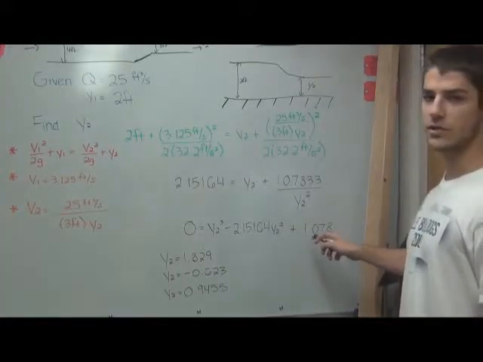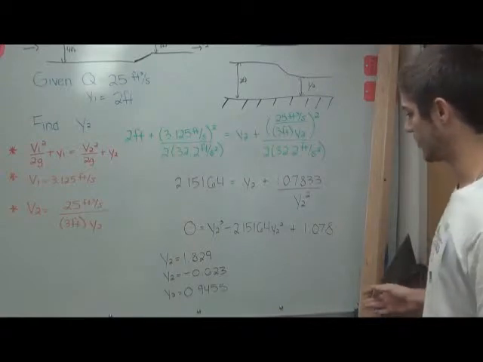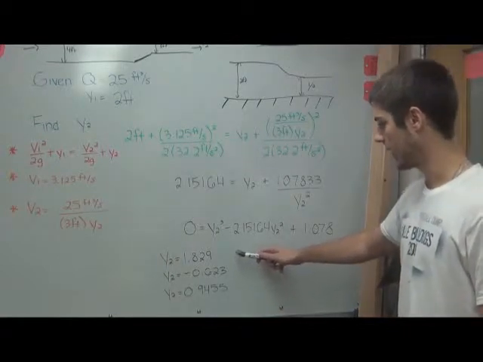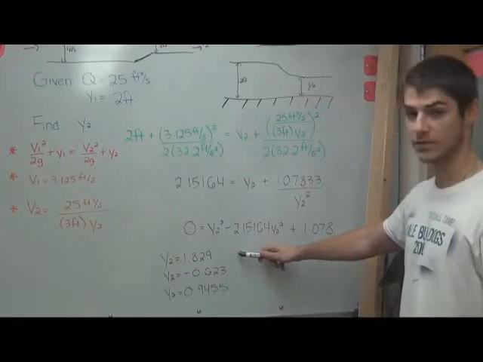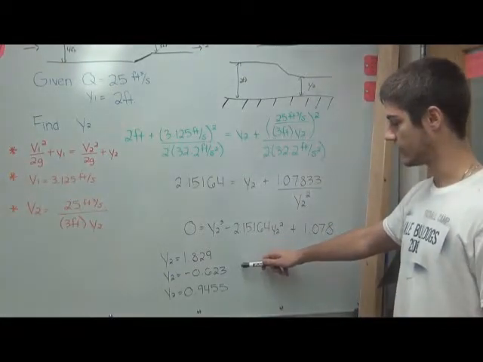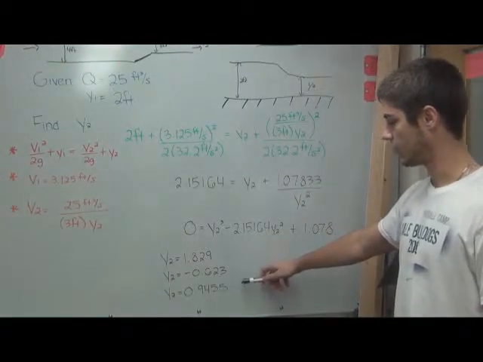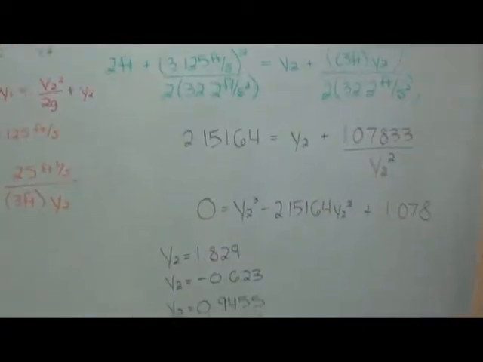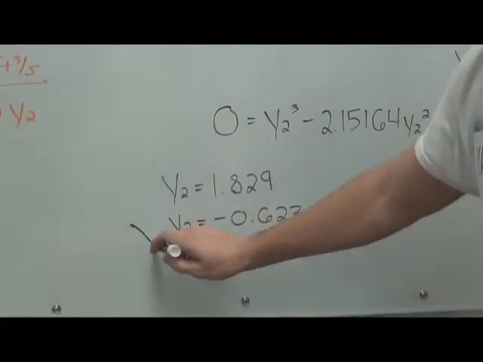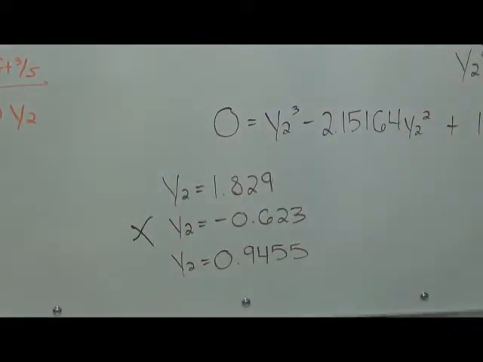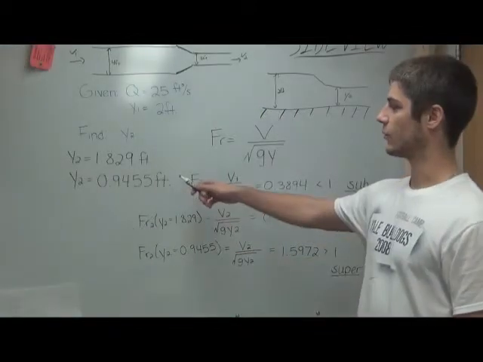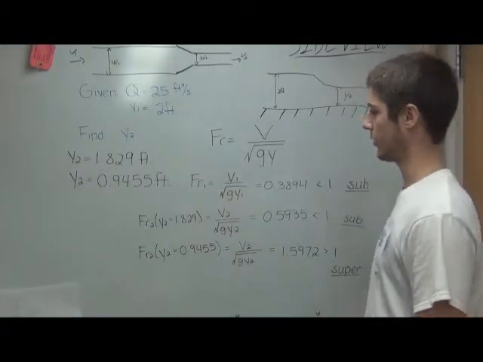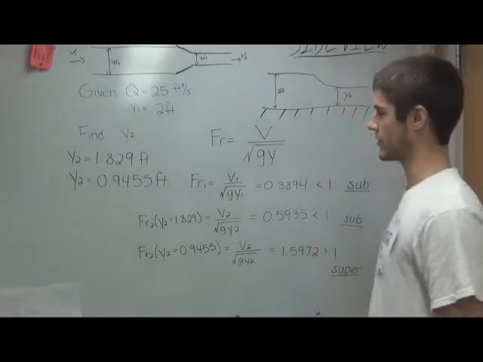You can either use your calculator or a computer to calculate this cubic root. The three roots that you're going to find are 1.829, negative 0.623, and 0.9455. All these values are in feet. And you can assume that the value cannot be negative, so you can cross out this second one. And you have to find some way to determine which of these two you're going to use. Since we have our two given Y2 values that we calculated from earlier, we know that the third one wasn't going to work because it was negative.